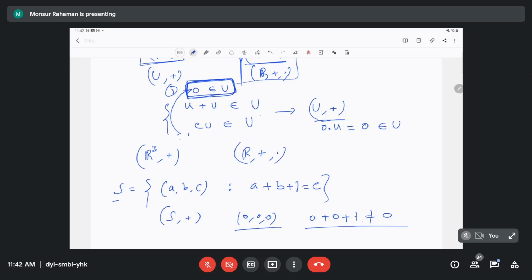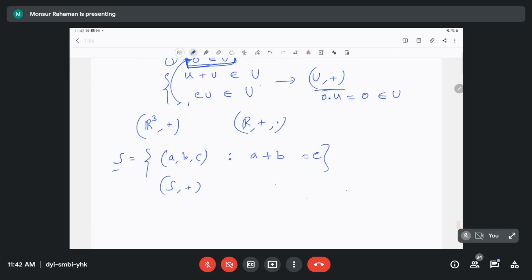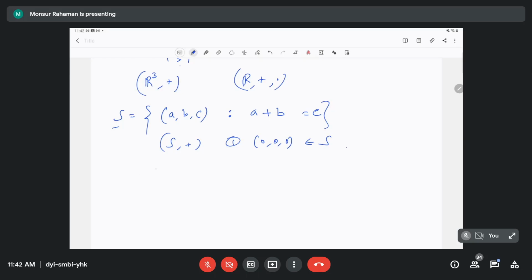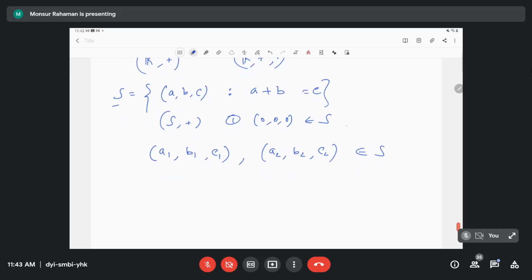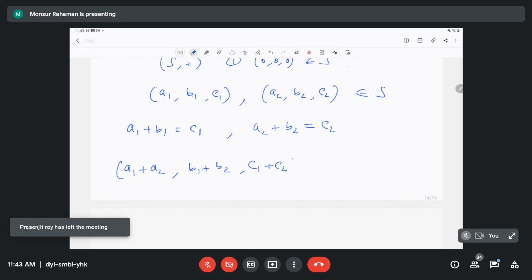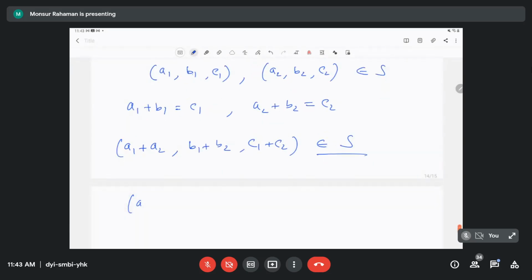So it is not a vector space because the zero vector has to be there. What about this one, a plus b equals c? There are just three conditions to check. You have already checked that (0, 0, 0) is there, so the first is satisfied. Second, two vectors have to be added, so let's take two vectors (a1, b1, c1) and (a2, b2, c2). Since these two vectors are in S, obviously the condition is satisfied, so a1 plus b1 is equal to c1 and a2 plus b2 is equal to c2. After adding them it becomes (a1 plus a2, b1 plus b2, c1 plus c2). For this to be in S, what condition has to be satisfied? a1 plus a2 plus b1 plus b2 has to be equal to c1 plus c2. Only then can we say it is in S.